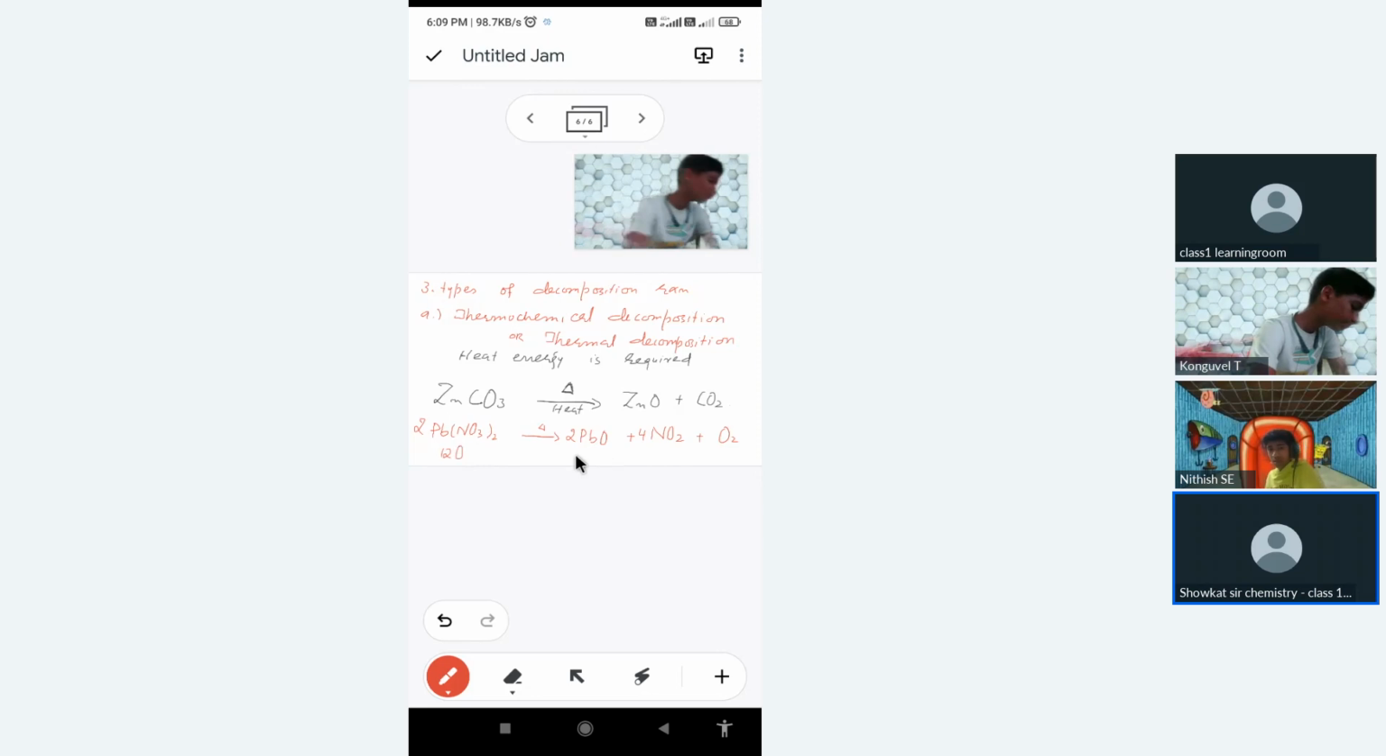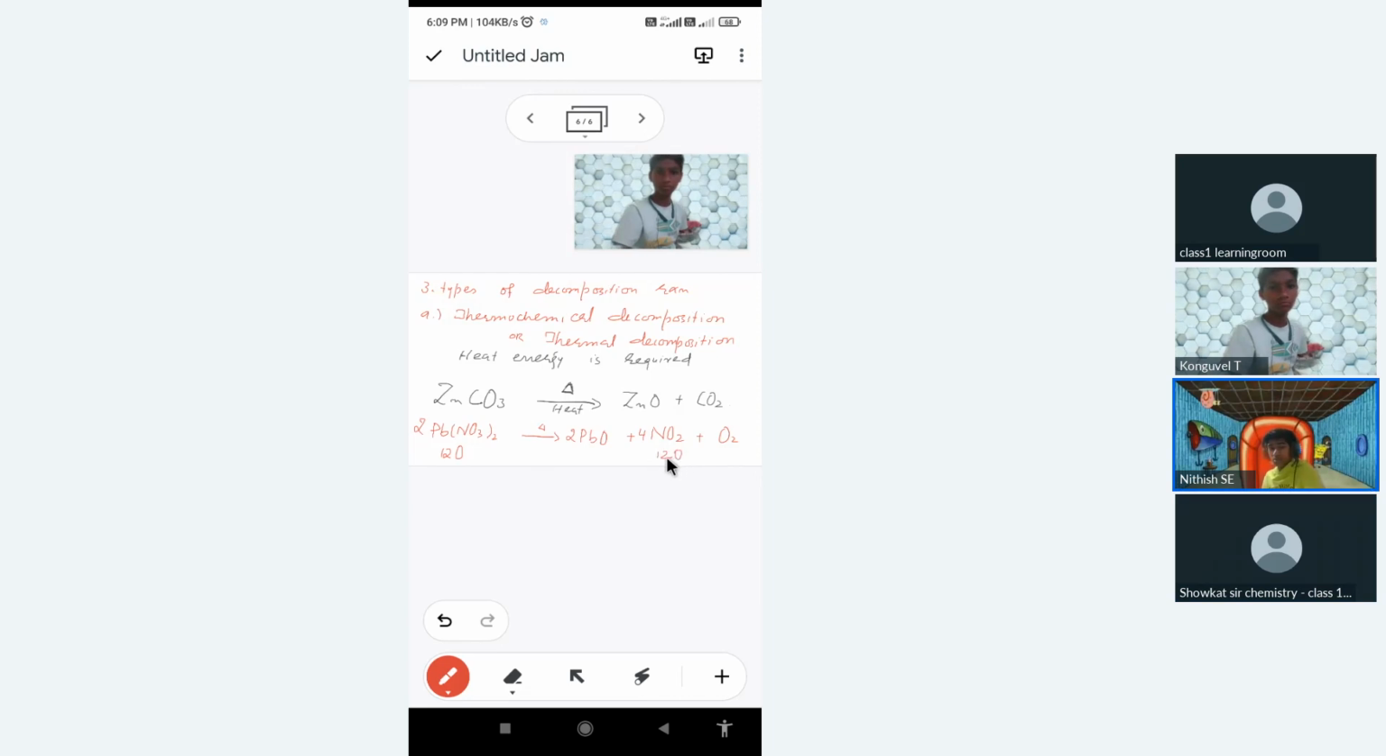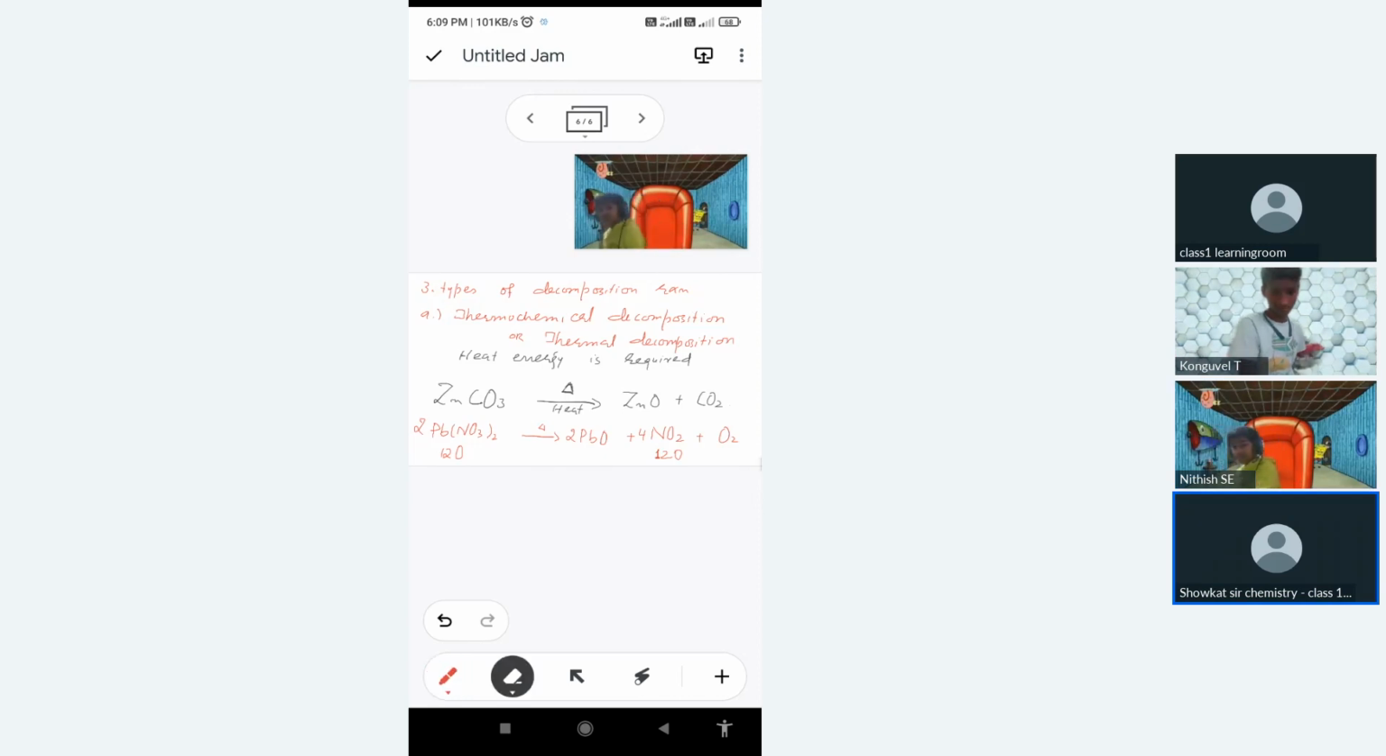So can you tell me on the product side, we are having 2 here and 8 here, that's 10, and 2 more, 12, right? 4 plus 8. Is it balanced? Yes, sir. Exactly, it is balanced.